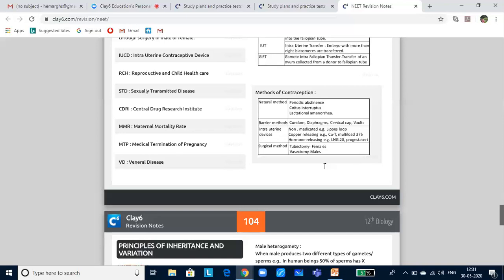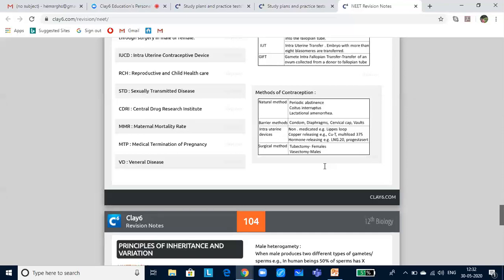Or if the couple wants to see that there is a gap between two children, before they have a second child after the first child, either of these methods can be used as methods of contraception. And permanently, if they don't want to have children further, the surgical method would be the ideal method.